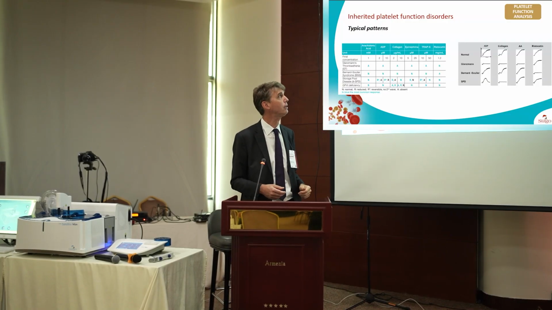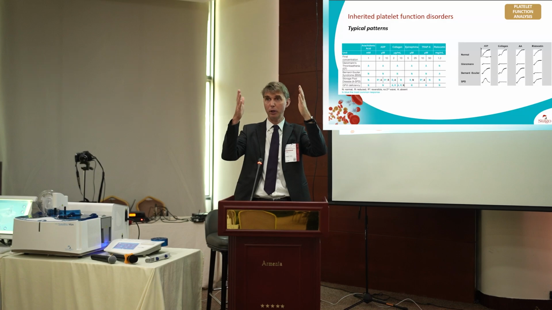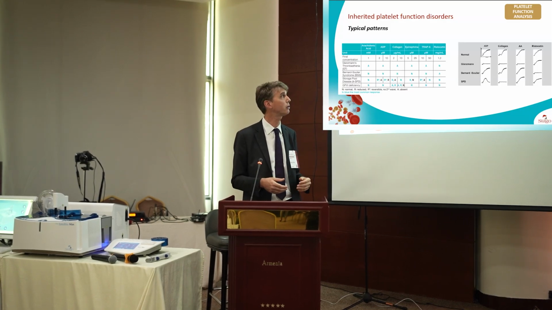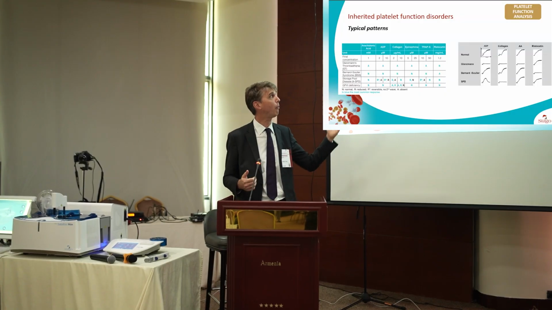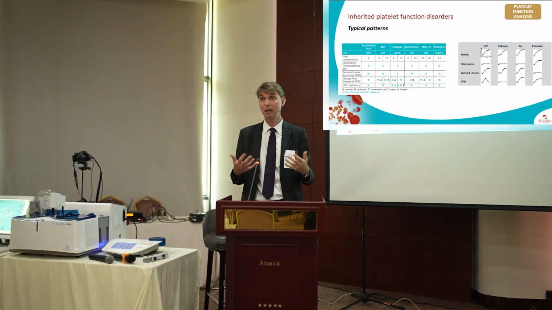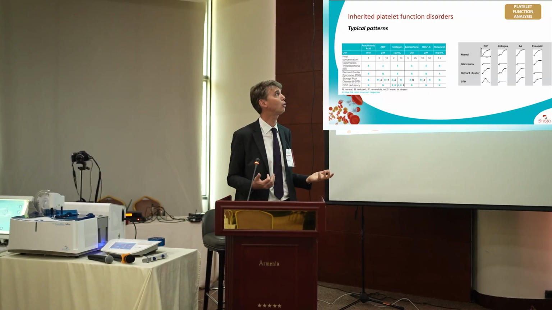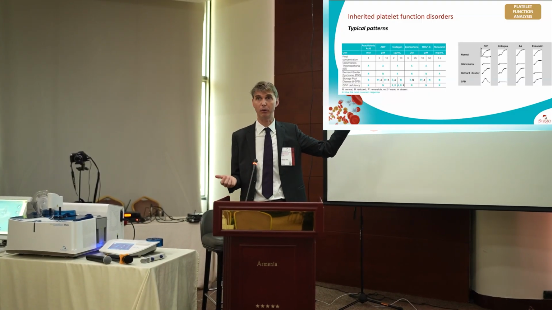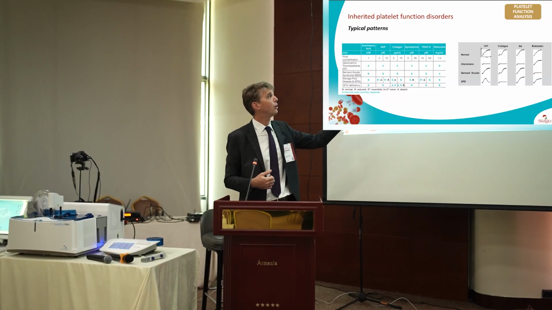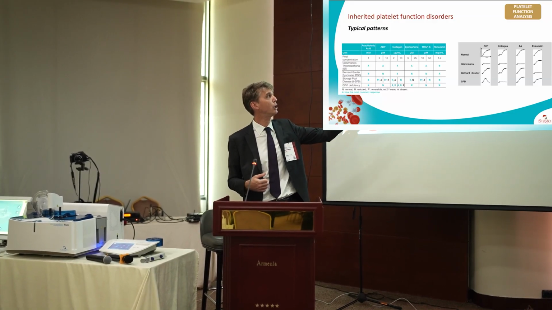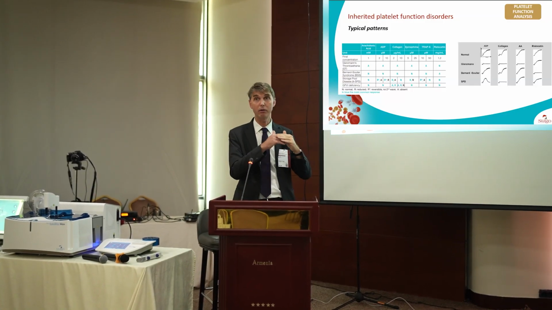So I just put some examples of the different curves that you can obtain with the different agonists, and you can see that you will get different reaction patterns depending on the disease. Okay? With, for example, a normal sample, you will get everything reacting. So whatever the agonist you use, you get a normal reaction.